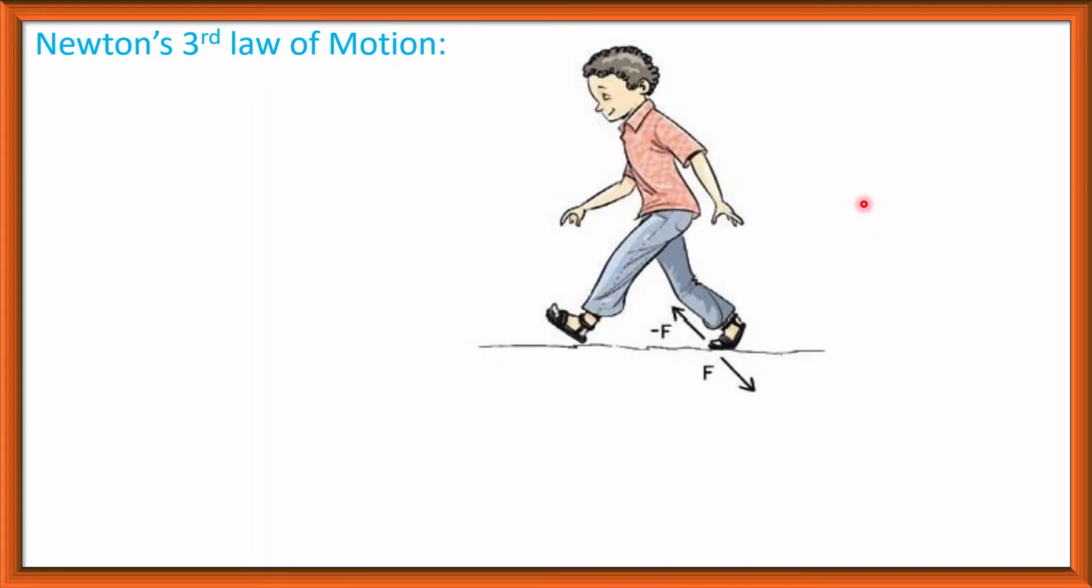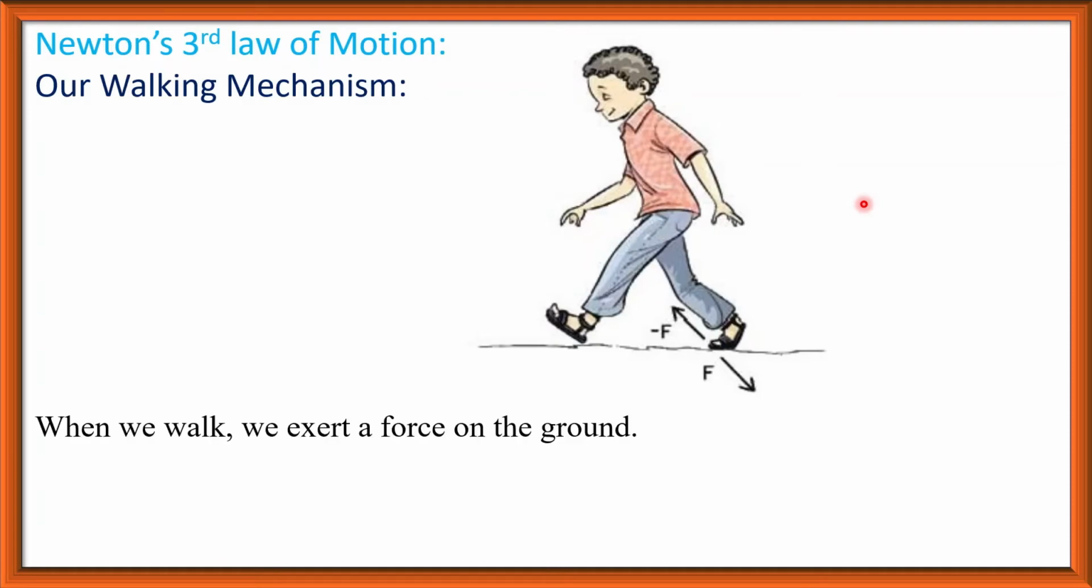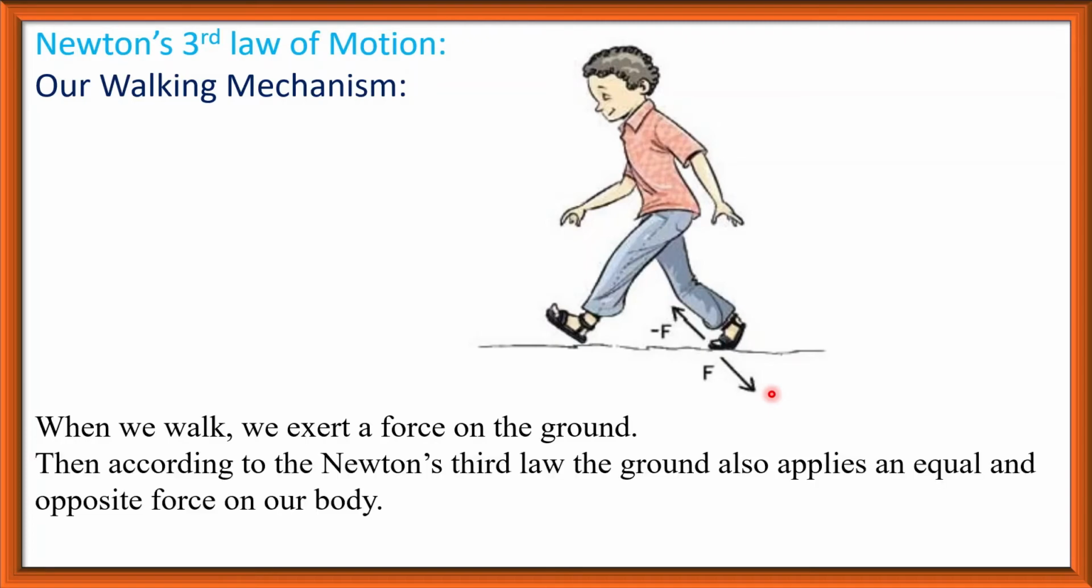Now look at the picture. Our walking mechanism: when we walk, we apply force on the ground. When we walk, we exert a force on the ground. That means we apply force F on the ground, and according to Newton's third law, the ground also applies an equal and opposite force on our body.